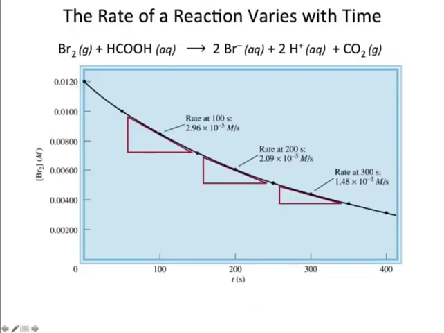Okay. So again, here's an illustration, this is kind of covered in the last video too, that the rate of a reaction varies with time. And so you have time on the x-axis, your concentration of a reactant on the y-axis, and then the rate, the slope at one given point in time, changes as you go through the reaction.